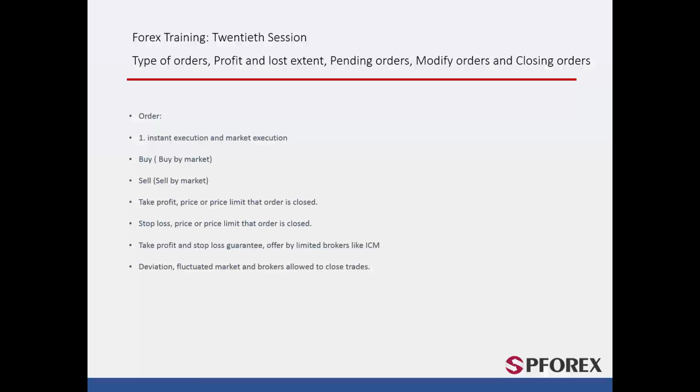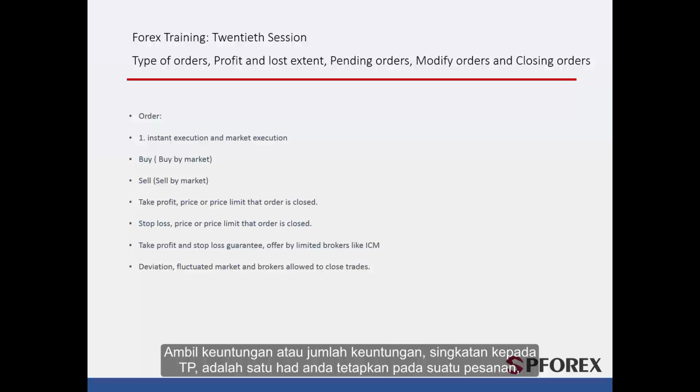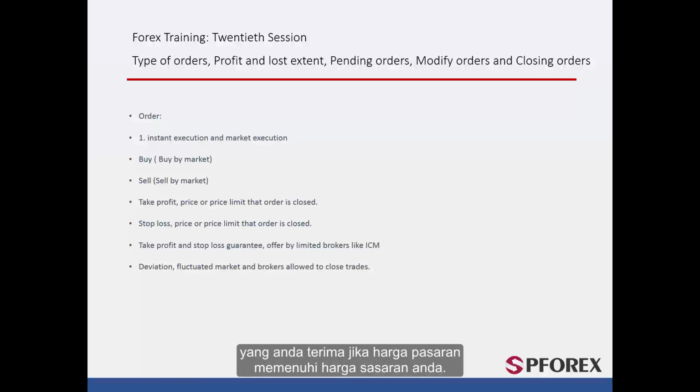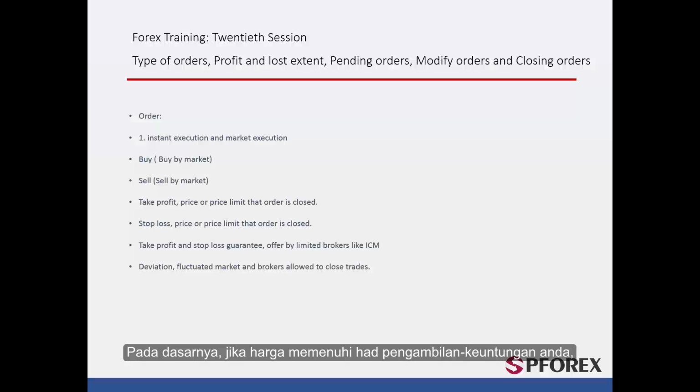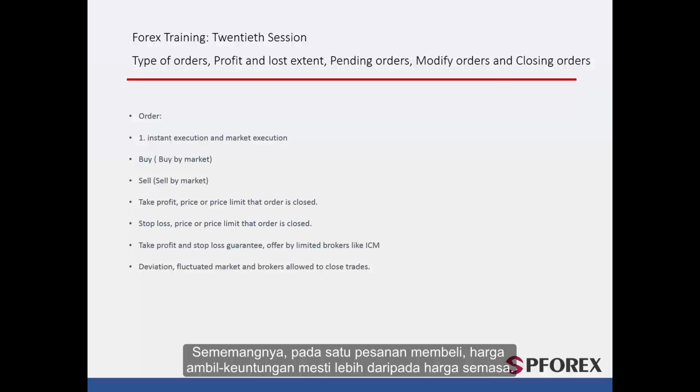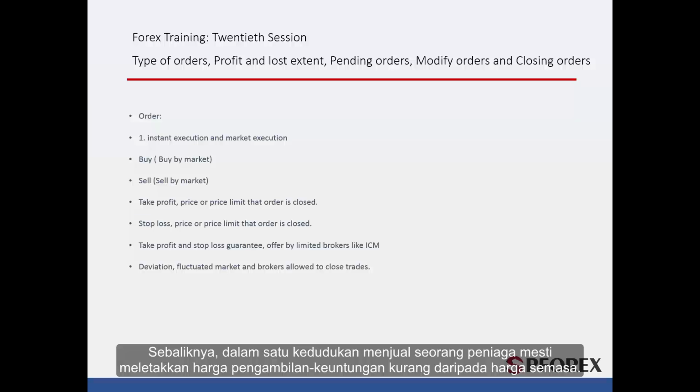Take profit. Take profit, or profit amount, abbreviated to TP, is a limit you set on an order, which you accept if the market price meets your target price. Essentially, if price meets your take profit limit, then the order will be closed automatically. Naturally, on a buy order, the take profit price must be more than the current price. On the contrary, in a sell position, a trader must place the take profit price less than the current price.